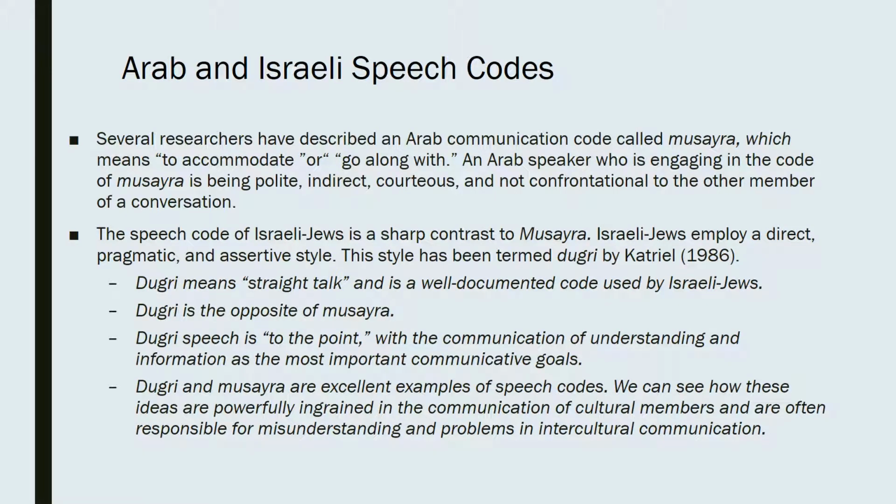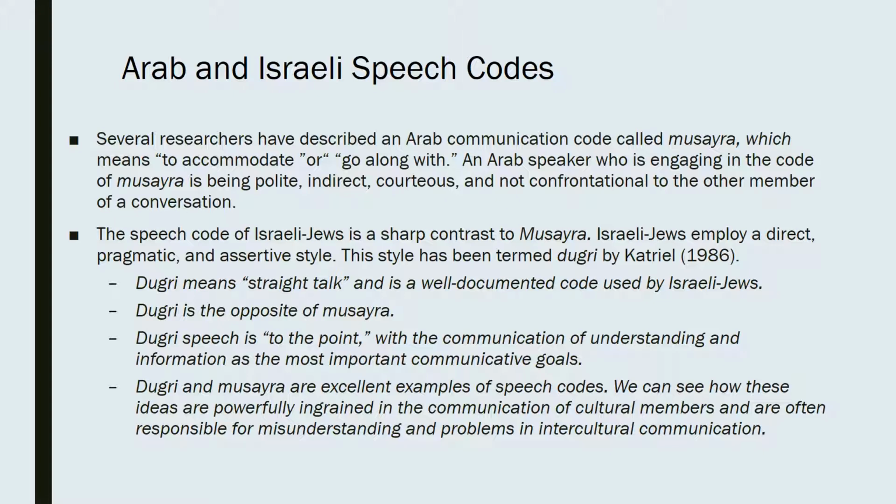Several researchers have described an Arab communication code called Musaira, which means to accommodate or to go along with. An Arab speaker who is engaging in the code of Musaira is being polite, indirect, courteous, and not confrontational to the other members of a conversation.